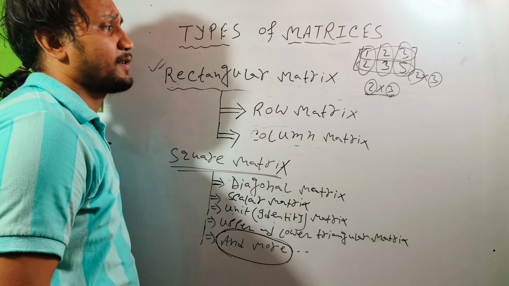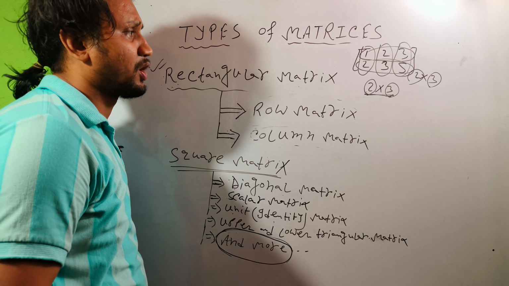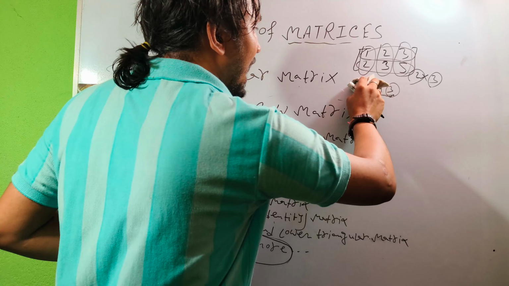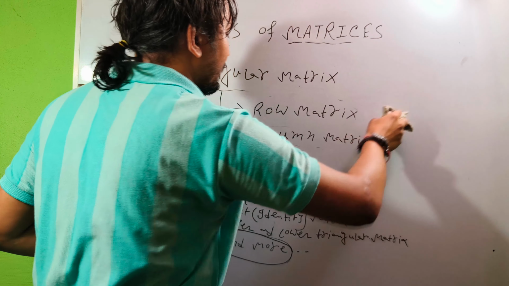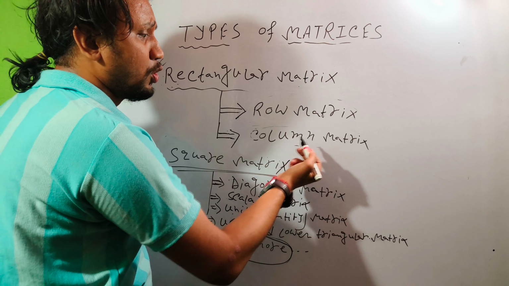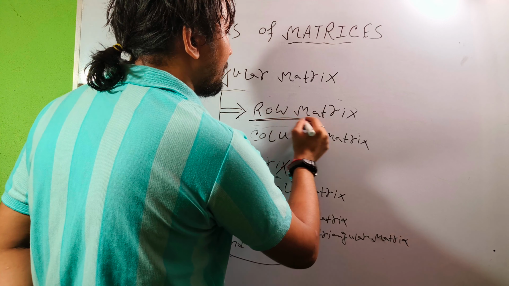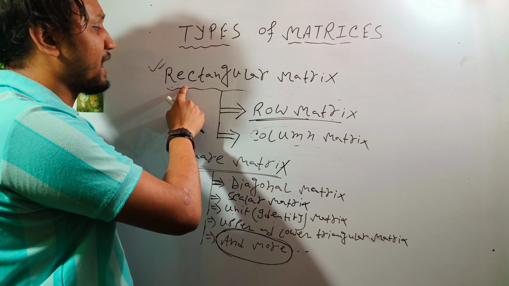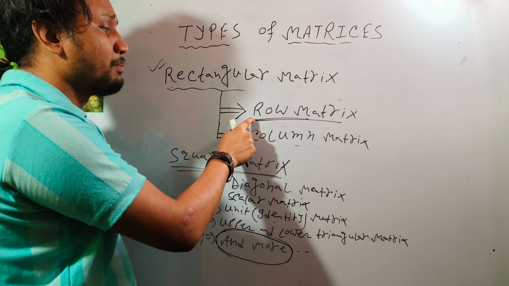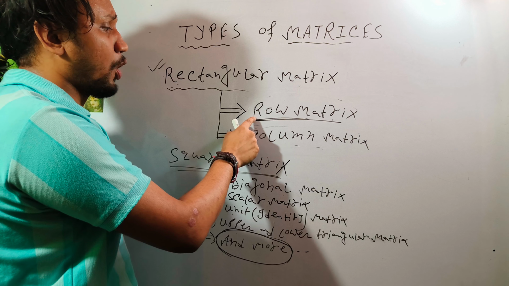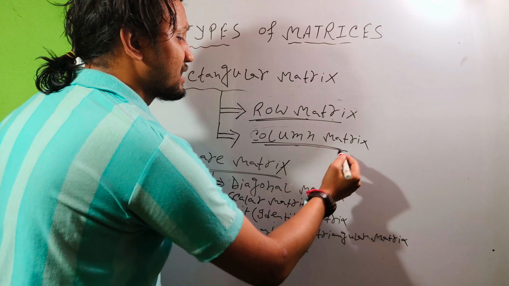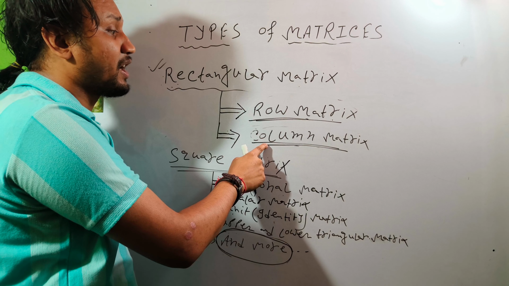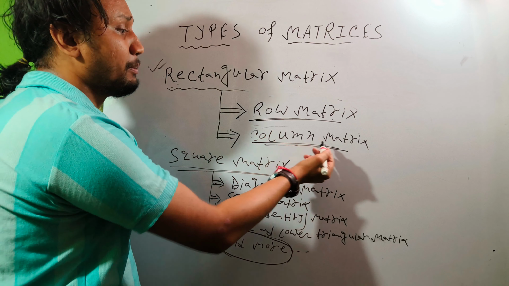So what is a rectangular matrix? A matrix of which number of rows and number of columns are not equal, that is called rectangular matrix. Rectangular matrices are of generally two types. Number one, row matrix, and number two, column matrix. Row matrix means a rectangular matrix which only has a single row but different number of columns. And what is a column matrix? A rectangular matrix which has only a single column but different number of rows is called a column matrix.